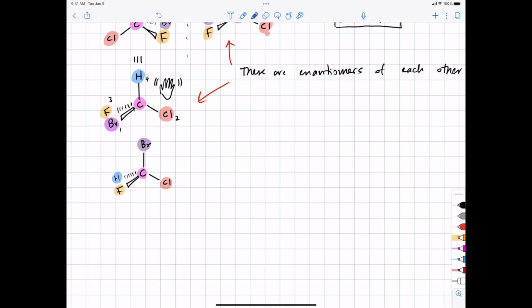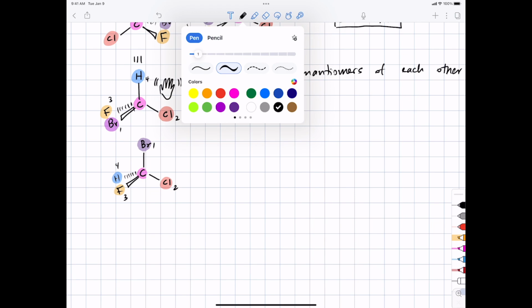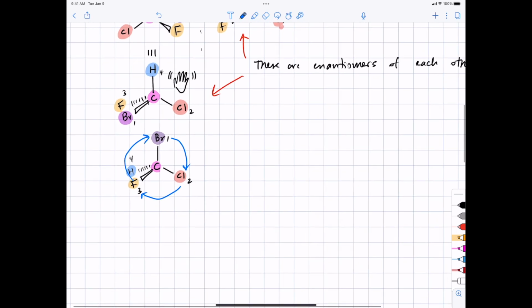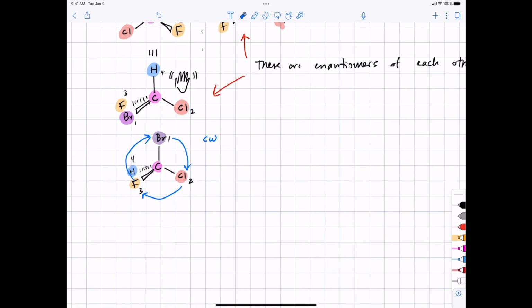All right, so we've got priority 4 in the back. 1, 2, 3 here. Going to draw an arrow from 1 to 2, from 2 to 3, and from 3 back to 1, with 4 going away from us. And we're going to note that that is a clockwise direction. And therefore, we're going to call the stereocenter R. R for Latin rectus, which means right, I guess. So this stereocenter would be called an R configuration. It would have the R configuration. You're going to put this at the front of a name in the same way that you would E versus Z.